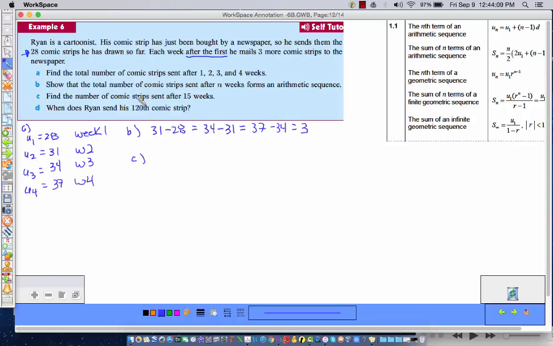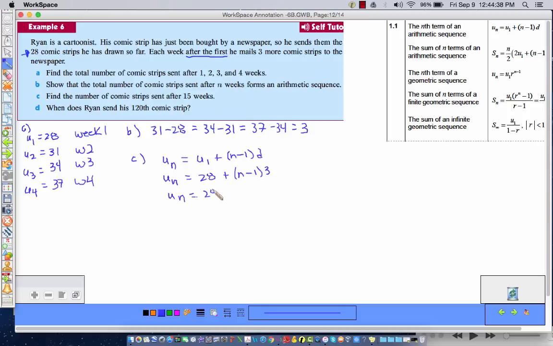C, find the number of comic strips sent after 15 weeks. Well, I need to find u sub 15. So I know that u sub n equals u sub 1 plus n minus 1 times d. I'm going to go ahead and get the general term here. U sub n equals, the first term is 28, plus n minus 1, and the common difference is indeed 3. So I clean this up.